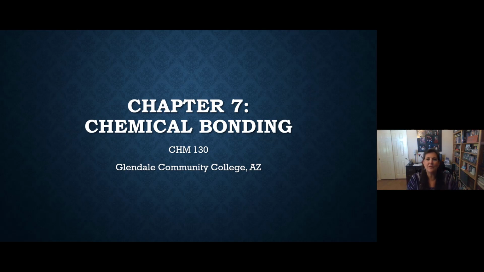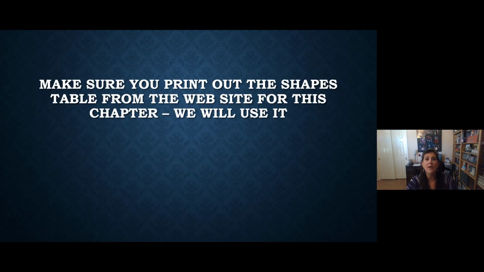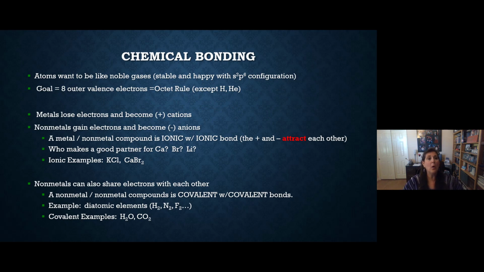We are here to talk about Chapter 7, Chemical Bonding. Make sure you print off the shapes table and that you have it for this chapter. This is either from Canvas or the website. You can see we have a table here with some given information at the top. You should have used this for Chapter 3, so we're going to use it again now for Chapter 7. Make sure you have this shapes table available. And as always, we're going to use the periodic table a lot in this chapter as well. So have those handy.